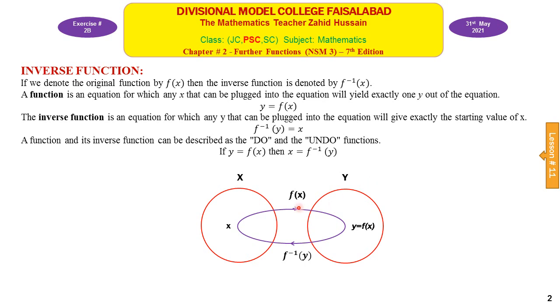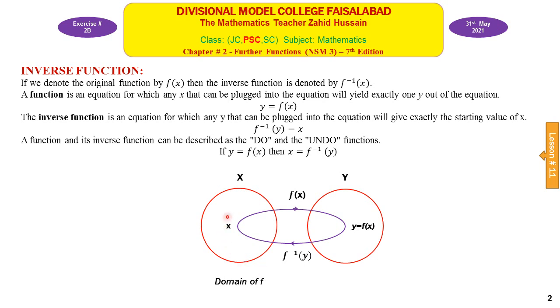This is the diagrammatical representation of function and inverse function. If we put any value of x in this relation and we get one and only one value of y, then this relation is called a function. And if this value of y is put in a function which gives us the same value of x, then this relation is called inverse function.